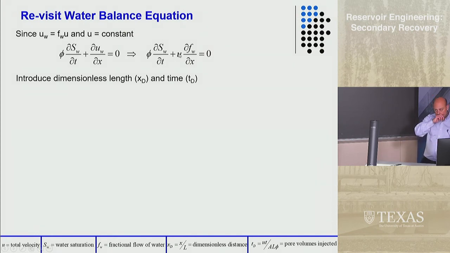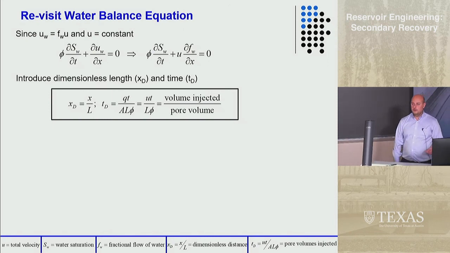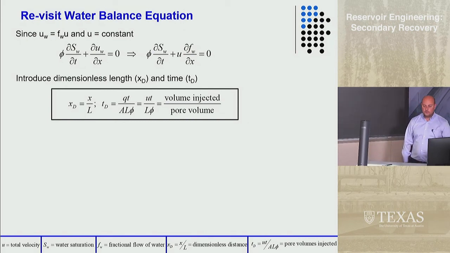Then I introduced dimensionless properties. So I had a dimensionless length. The length of the reservoir could be 1,000 feet, it could be 5,000 feet, it could be 50,000 feet. But we're going to normalize it by the length. So XD is x over L. If x is 0, then XD is 0. If XD is at the edge, at the producer well, then XD is 1, because L over L is 1.